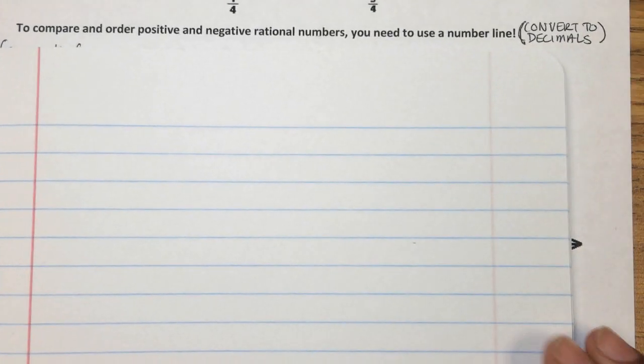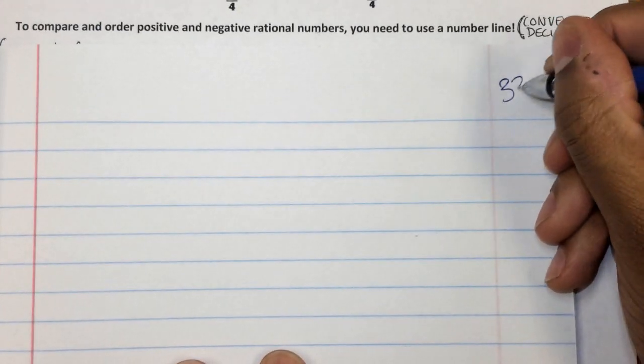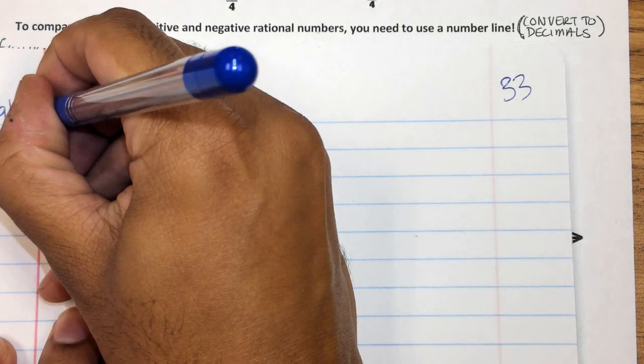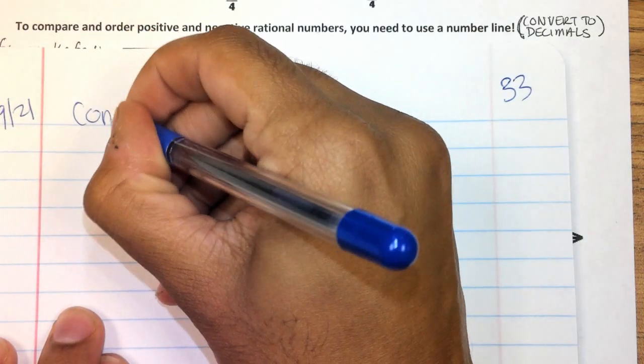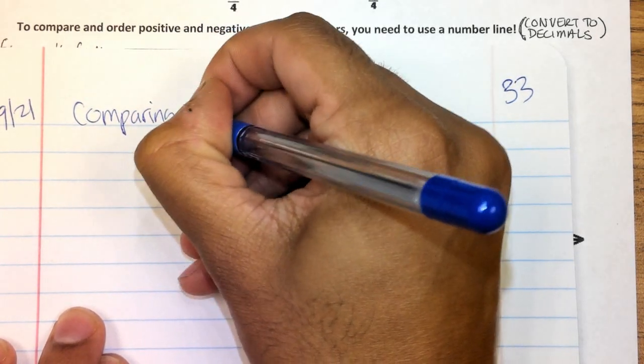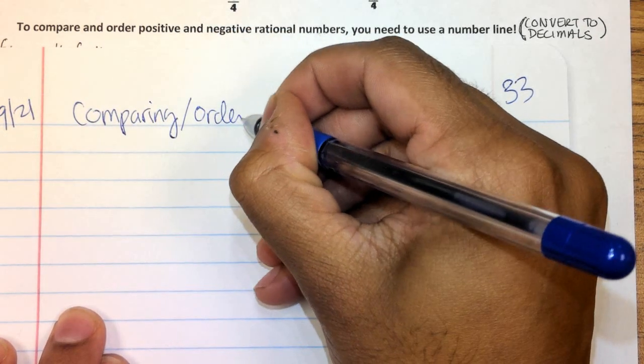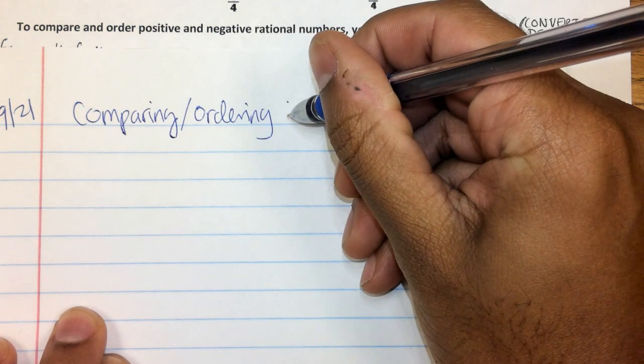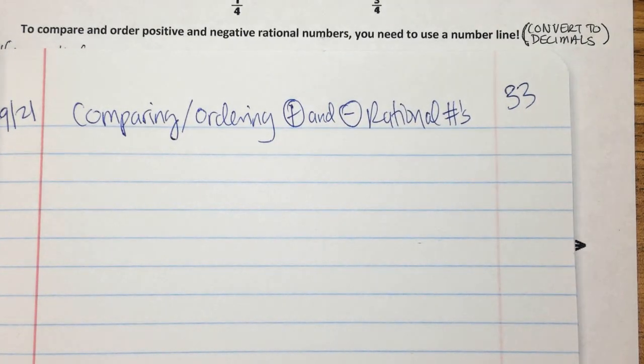Alright, let's go ahead and title this page. This should be page 33. Today is the 21st. This is going to be comparing and ordering positive and negative rational numbers. It's the same title that's on your notes paper. Comparing and ordering positive and negative rational numbers.